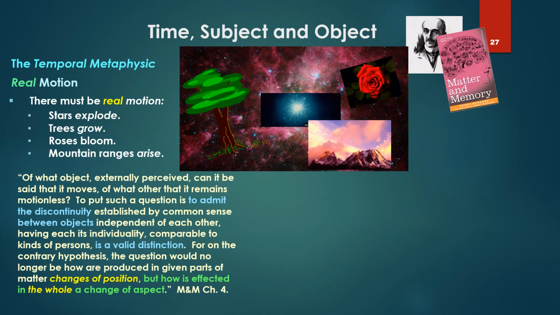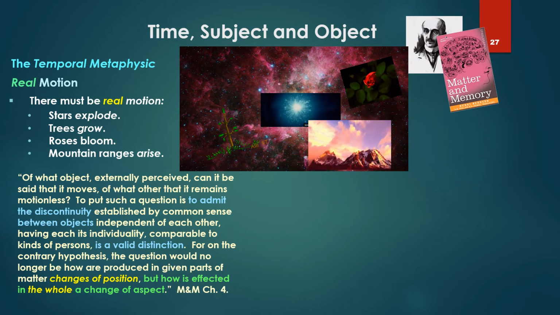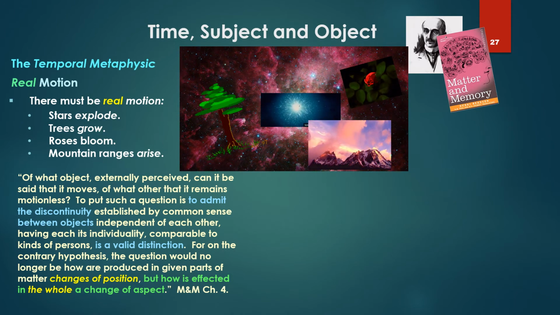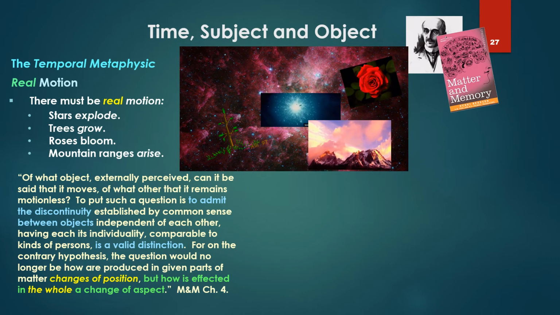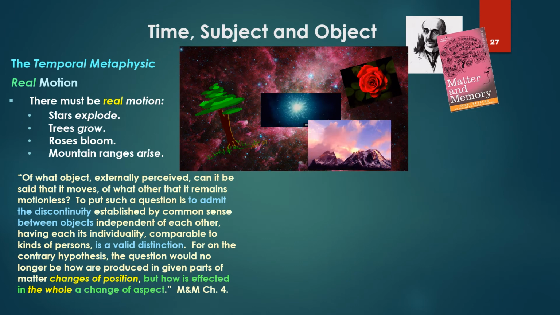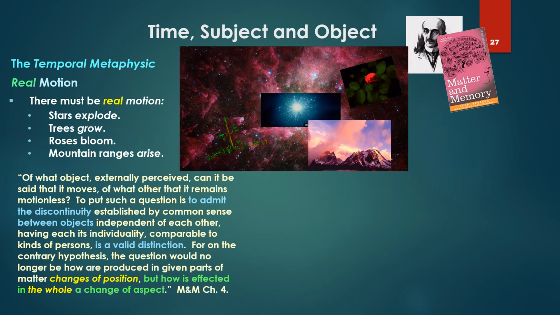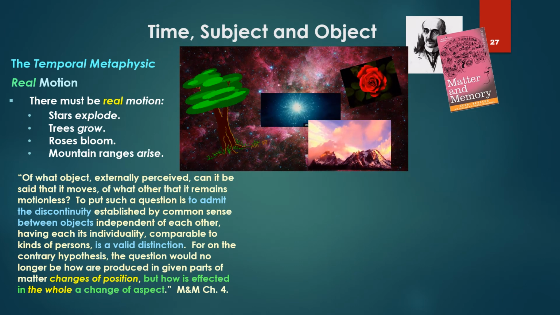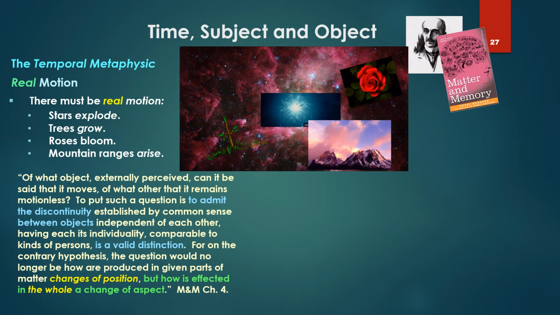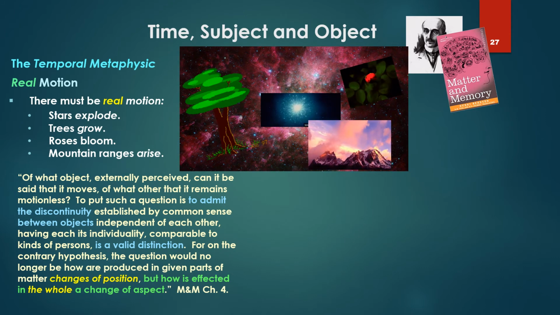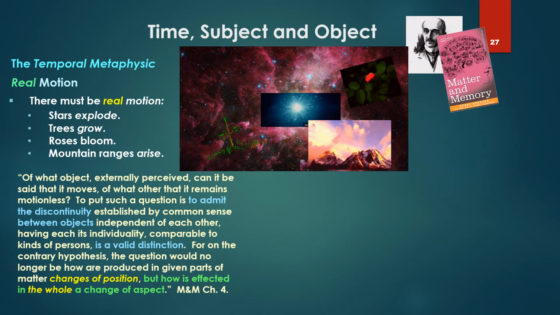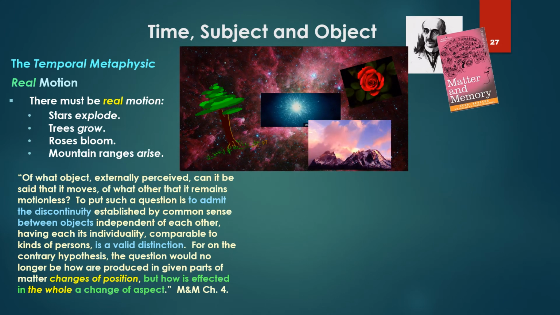To quote Bergson, "Of what object, externally perceived, can it be said that it moves, of what other that it remains motionless? To put such a question is to admit the discontinuity established by common sense between objects." Again, remember the original identification of objects and emotions. Objects independent of each other, each having its individuality, comparable to kinds of persons. "To admit that is a valid distinction. For on the contrary hypothesis, the question would no longer be how are produced in the given parts of matter changes of position, but how is affected in the whole a change of aspect."